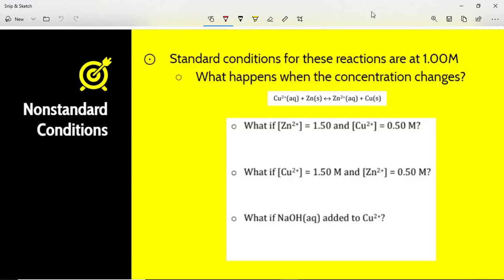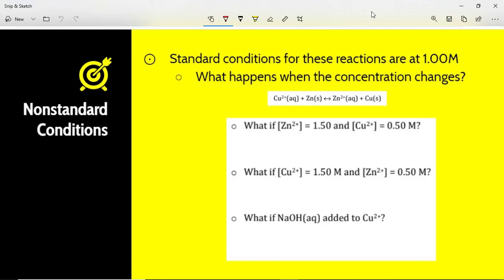Let's move on. So everything we've been looking at so far is at standard conditions. Okay, standard conditions implies that things are at a 1 molar concentration. So what do we do when things are at non-standard conditions? What happens when the concentration changes? And what's nice is you can really think about this in terms of Le Chatelier's principle, in terms of concentration of ions, because in essence, this is a system that is at equilibrium.